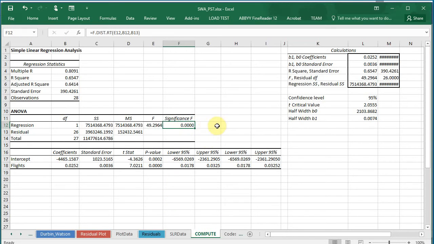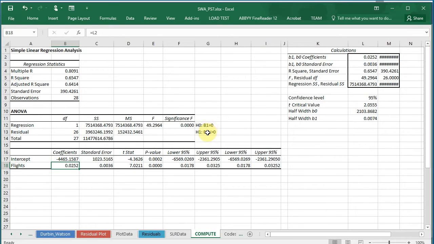The hypothesis is: H0 is that the flights coefficient, which I guess is B1, is equal to 0. That's the null hypothesis. The alternative, H1, is that B1 is not equal to 0. So this is B1 right here.